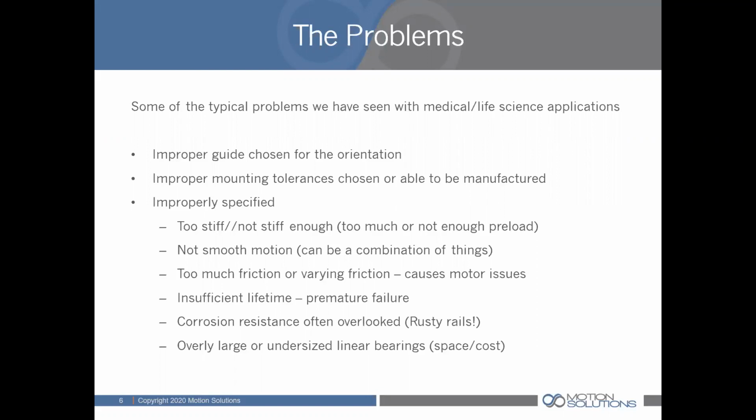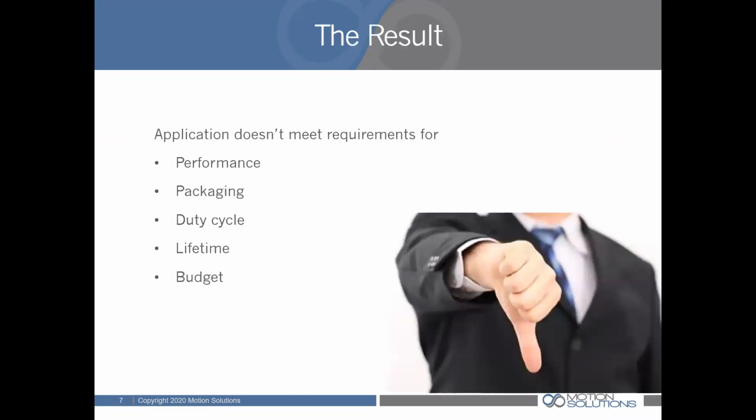I had an application where the customer sent me a picture of their machine that went over to Asia, and all the rails were completely rusty because the equipment was designed here in the U.S. with relatively low humidity, and that was overlooked. It went over to Asia where there was a lot of humidity, and the rails got all rusty, so that wasn't good. Or overly large or undersized bearings for the particular application. The result, the application may not meet performance, packaging, duty cycle, lifetime, or the budget.